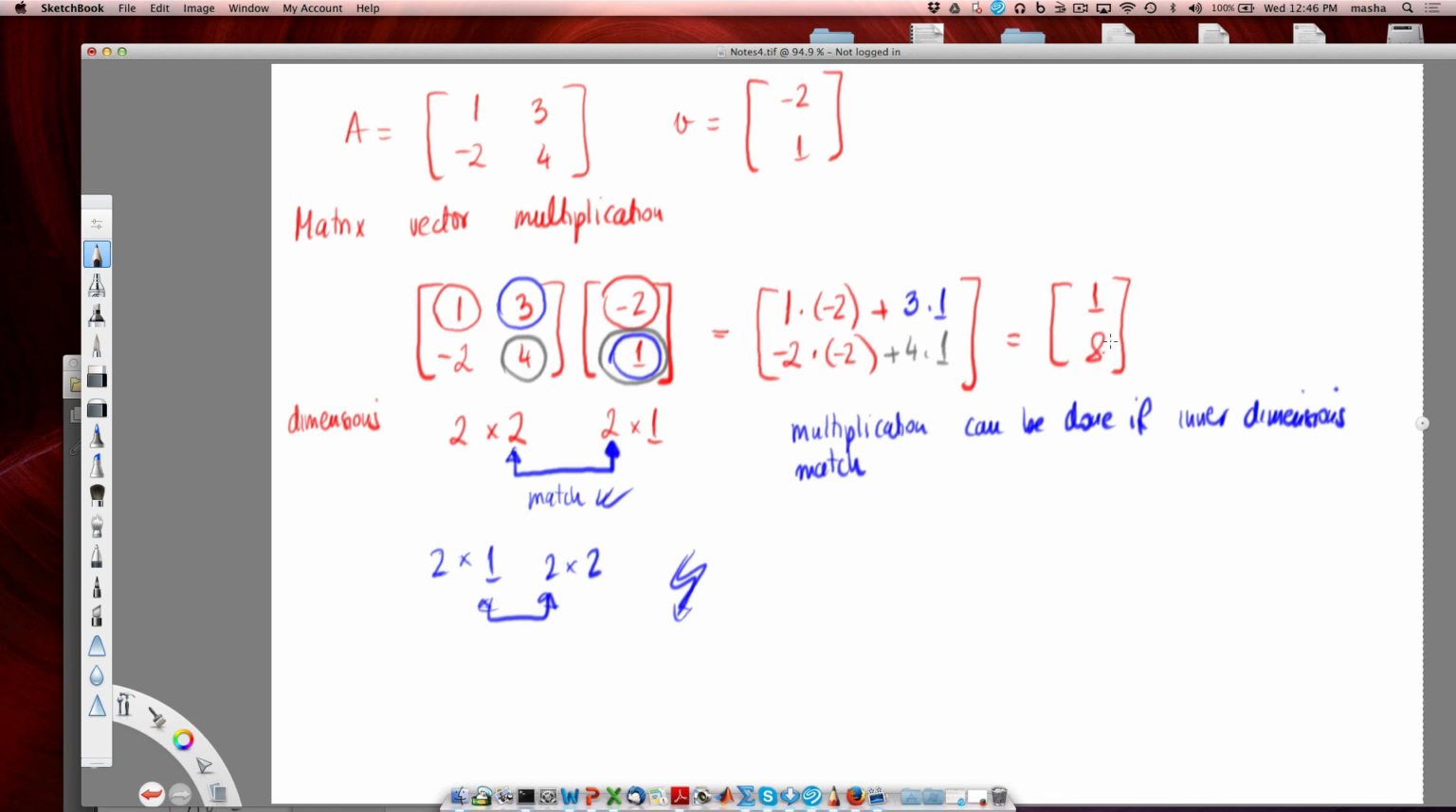Okay. So this is my result. My result is a vector that is a 2 by 1, and these are those outer dimensions. So my result is 2 by 1. So the result is a 2 by 1 matrix, which is a vector.